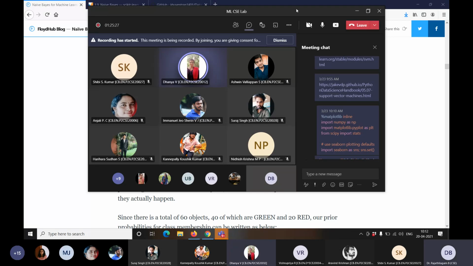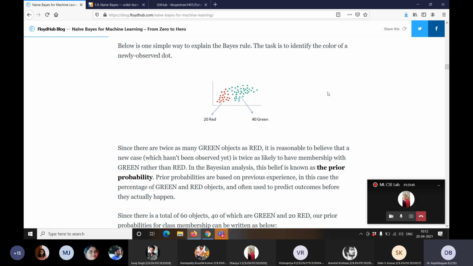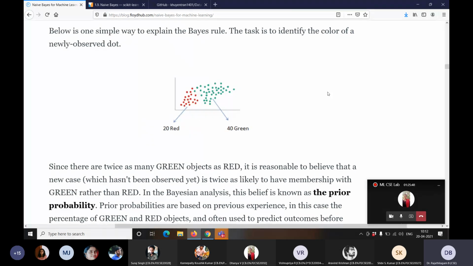Okay, so we will move on to the next classification model, a new type. Let's look at this example. You're able to see my screen? Yes, ma'am. Okay, so you can see some red and green points around. I hope you're able to, yes.